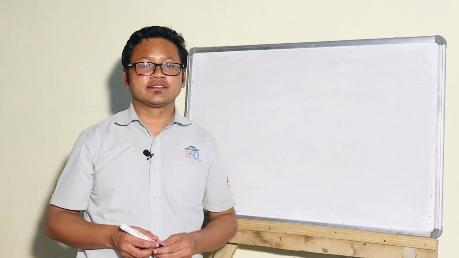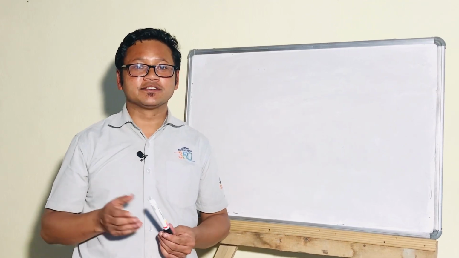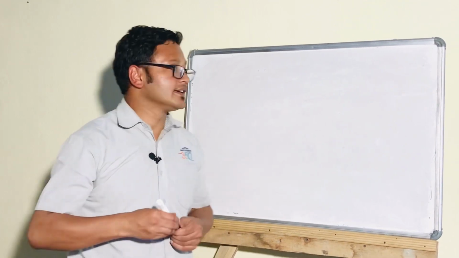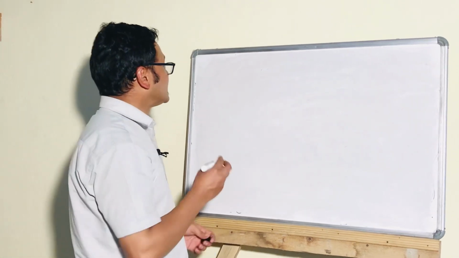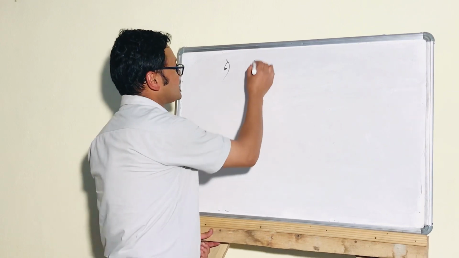Hi everyone, this is the third part, the continuation of the videos of points to remember. Last time we discussed up to integers. Now we'll move to number 6, that is rational numbers.